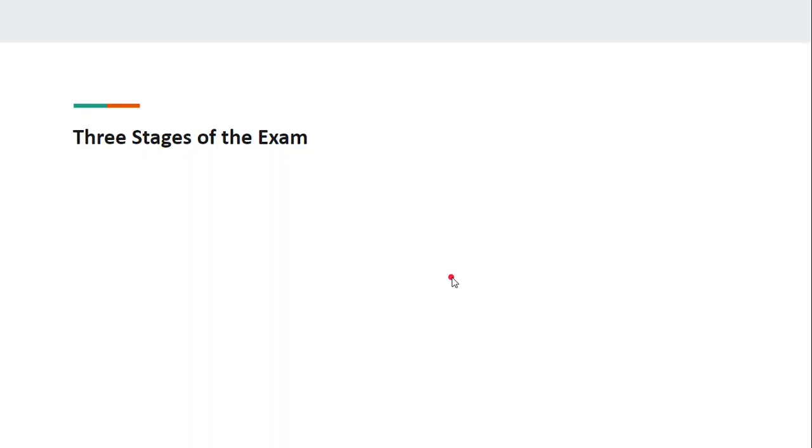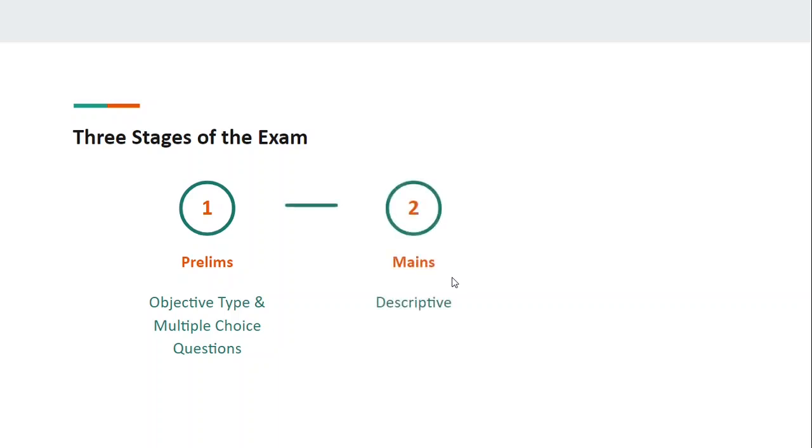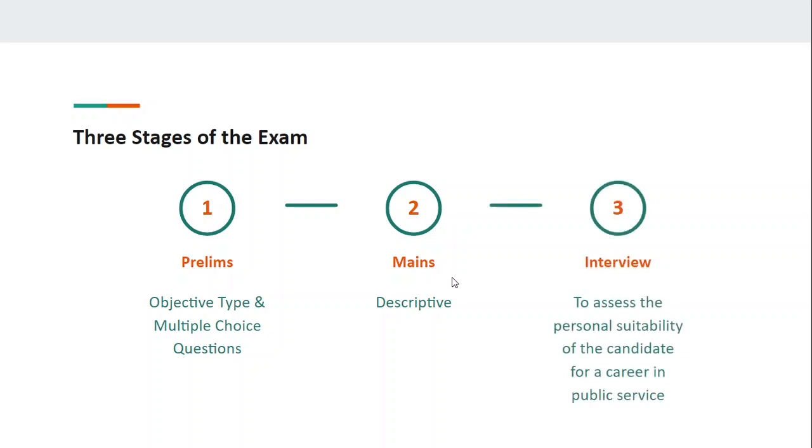So the Civil Services Examination has 3 stages. The first one is the prelims exam, in which objective and multiple choice questions will be asked. The second is the mains exam, which is a descriptive one. And third is the interview, which is to assess the personal suitability of the candidate for a career in public service.